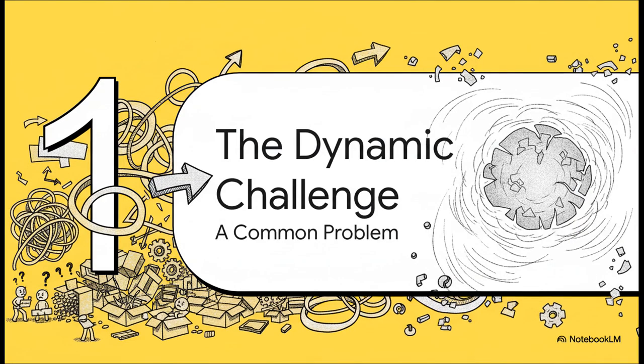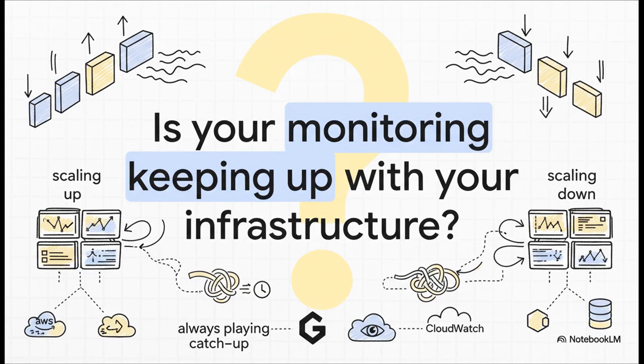We're going to start with the core issue, a super common problem that can totally overwhelm even the best teams out there when you're working in the cloud. So let me just ask you this straight up. Is your monitoring really keeping up? When your app scales up or scales down, do your dashboards actually show that new reality right away? Or do you feel like you're constantly playing catch-up?